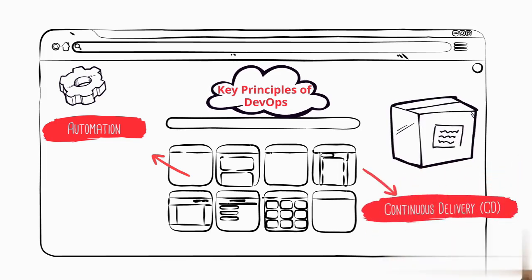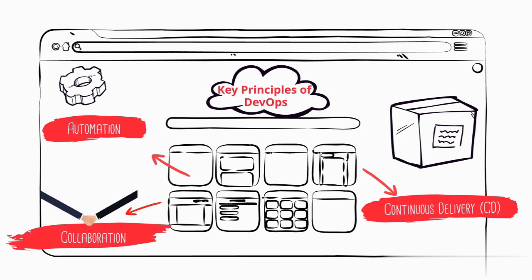Continuous delivery, CD. A core DevOps practice is continuous delivery, where code changes are automatically tested and deployed. This allows for faster and more reliable releases, reducing the risk of integration issues and enabling quicker feedback loops.